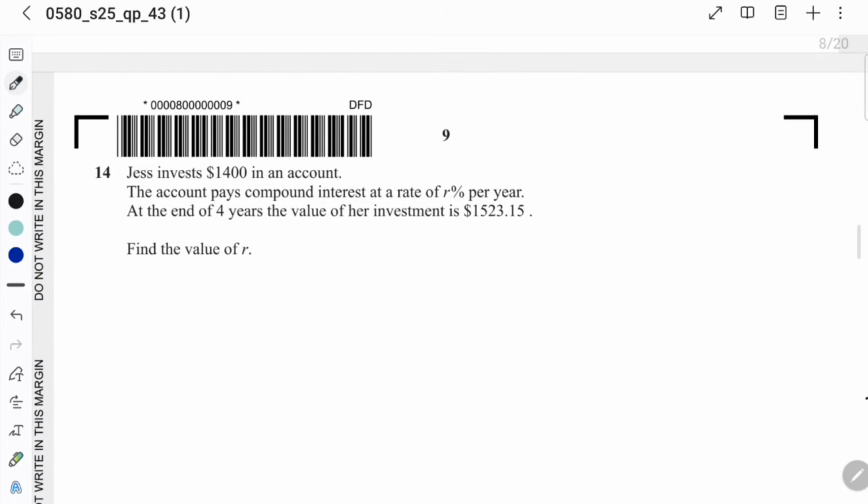Jess invests $1,400 in an account, so the principal is $1,400. Now the account pays compound interest at a rate of R%. The rate is R%, and the time is 4 years. It's compound interest. That's why I'm writing down n, and the value of our investment is 1,523.15. It means this is the amount.